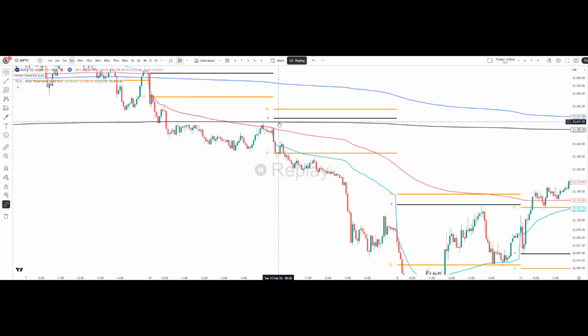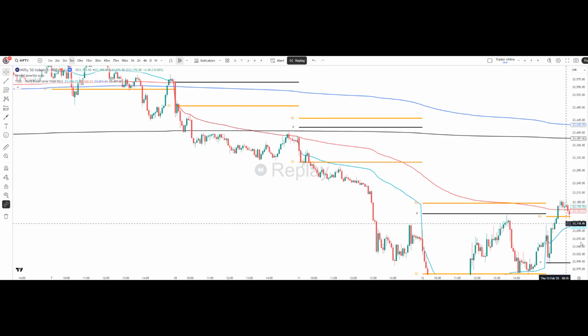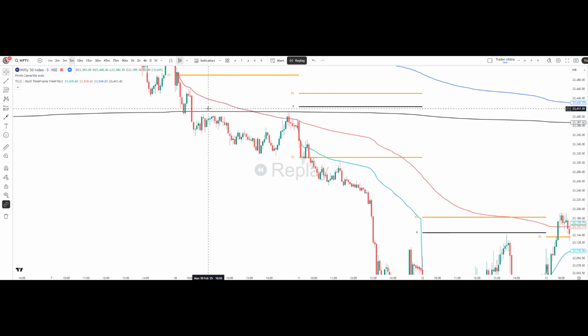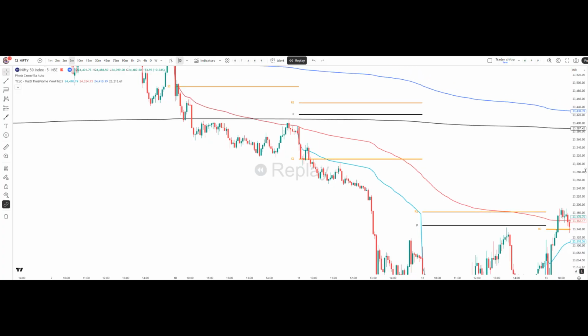Now I am going to explain how we can use the yearly VWAP. This black line looks like a moving average. This is the yearly VWAP. This particular indicator, TCLC multi-time frame, is available in TradingView. You can go and search under the indicators. If you have any problem in getting that indicator, you can message me on Telegram or WhatsApp. The number is available in the description box below.